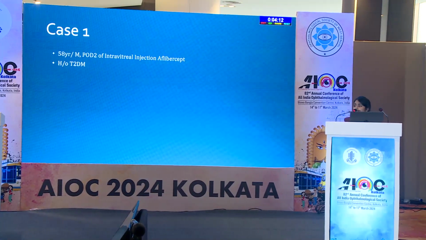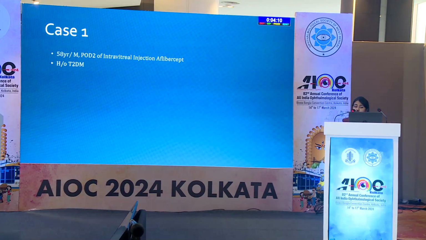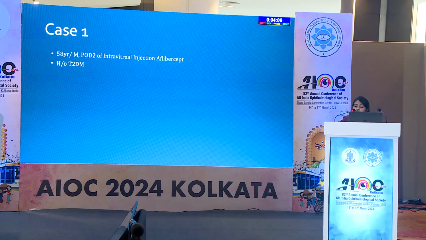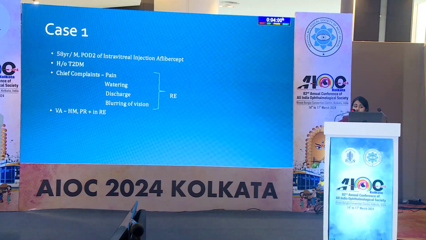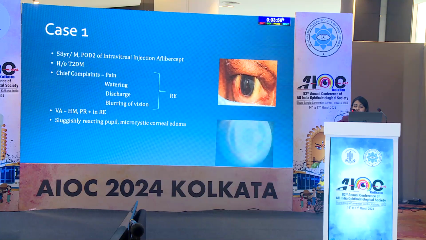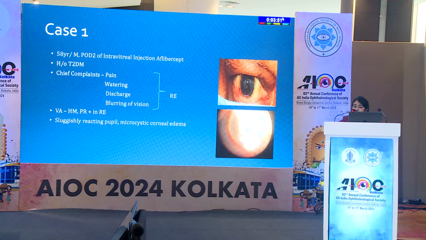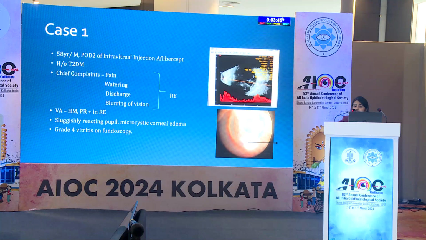My case 1 was a 58-year-old male who presented on post-op day 2 of intravitreal aflibercept. He was a known patient of type 2 diabetes mellitus. His chief complaints were pain, watering, discharge, and blurring of vision in the right eye. On presentation, his visual acuity was hand movement with PR accurate. As we can see here, he had a sluggishly reacting pupil with microcystic corneal edema. The slit lamp examination showed a pinkish red hypopyon. There was grade 4 vitritis on fundoscopy. An ultrasound B scan revealed a clump of exudates, suggestive of endophthalmitis.